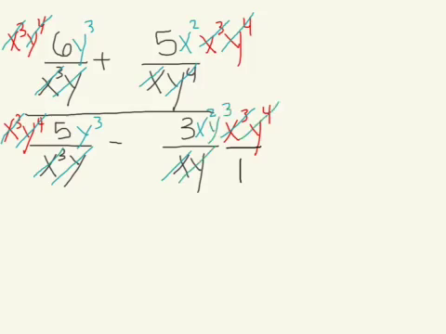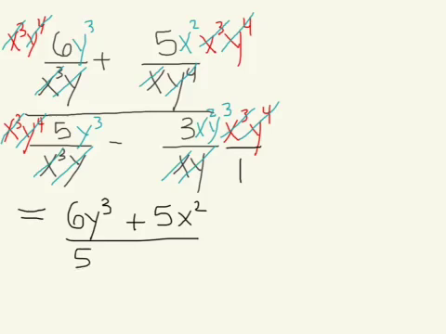So let's bring that down and kind of tidy this up a little bit. We're going to have this is equal to, on the top all that's left is 6y cubed in that first term, plus 5x squared. And then in the bottom all that's left is 5y cubed minus 3x squared y cubed. It's very tidy now. It's not a complex fraction anymore. However, they will want you to check if it reduces.